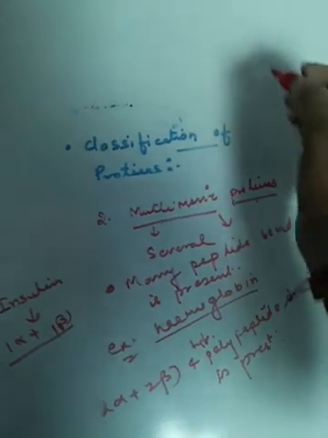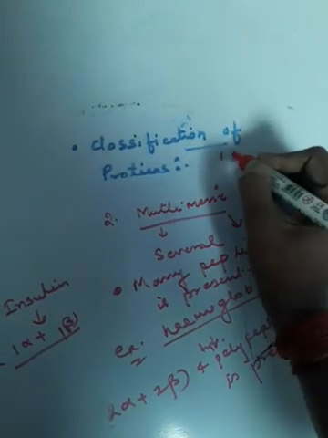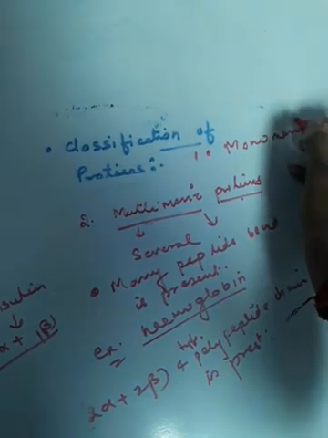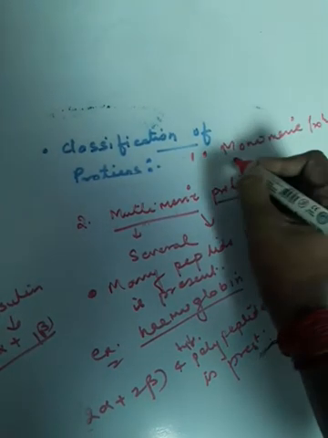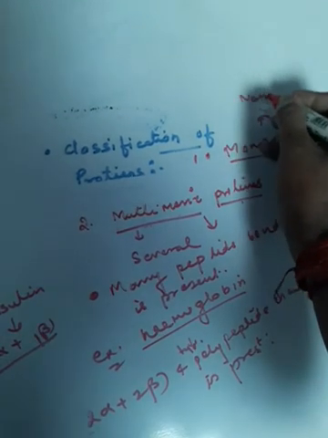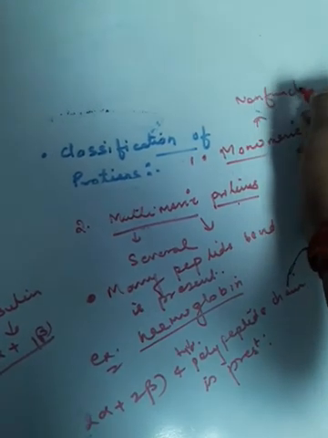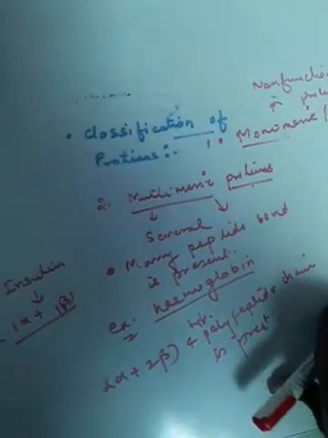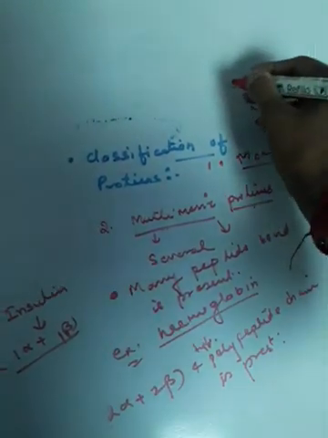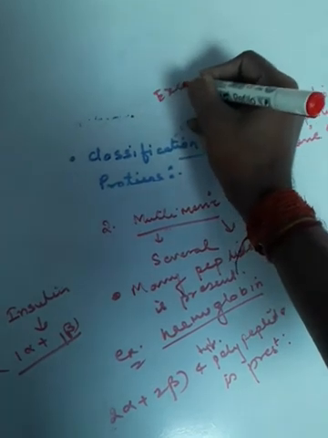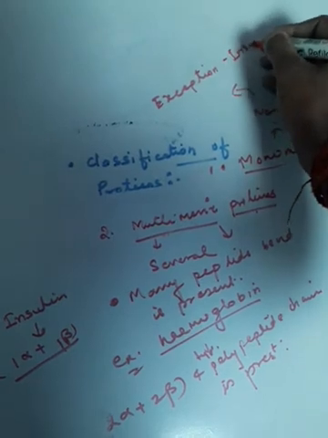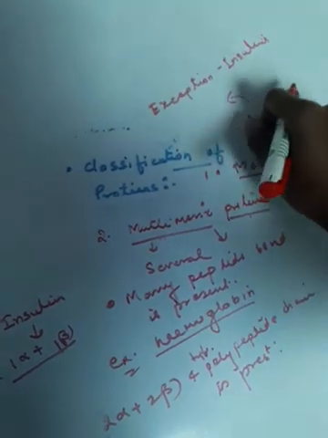Actually, in the monomeric case, monomeric proteins are non-functional proteins. But the exception in this protein type is insulin. Insulin is a monomeric protein but is functional.